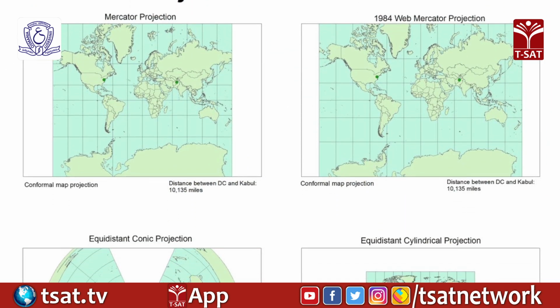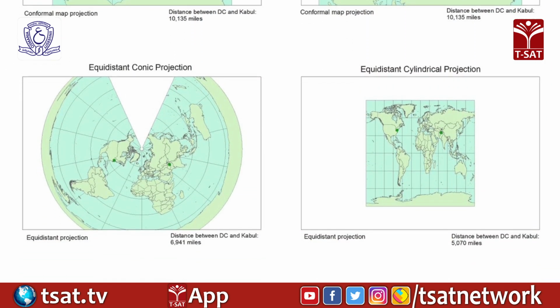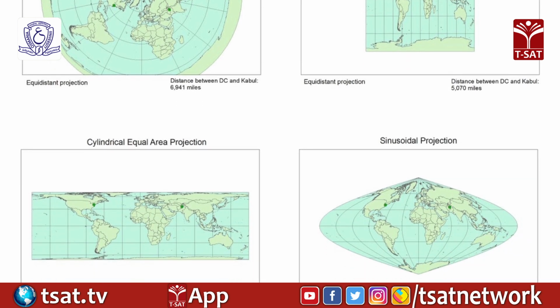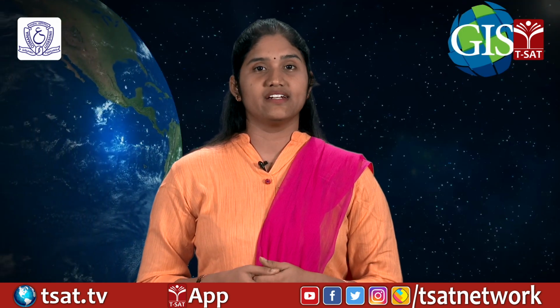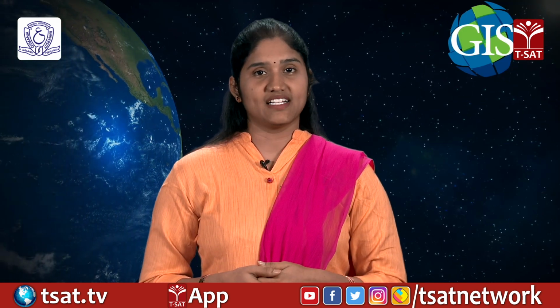A conformal projection allows adjacent maps to join correctly at the corners. This is important in developing a map series such as the United States Geological Survey quadrangle maps.